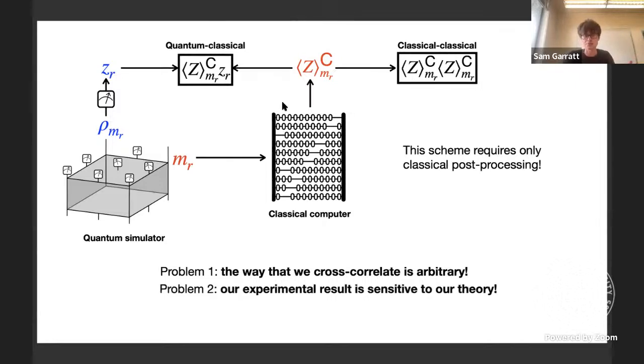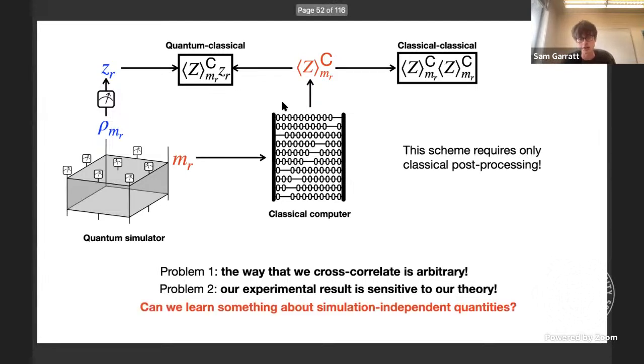The second problem is that because of this, they're really the same problem. Our experimental measurement results, which is our cross correlation between experiment and theory, which is supposed to kind of replace the standard experimental result, is now sensitive to our theory. So we've created this kind of barrier between us and what's really going on in the quantum simulation by changing the rules of the game like this.